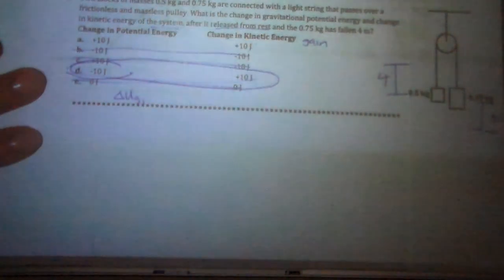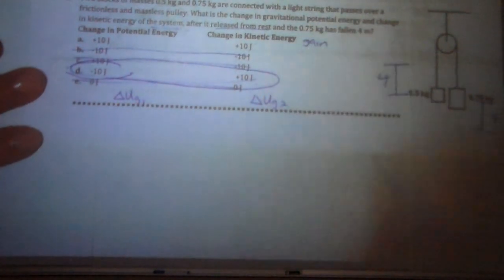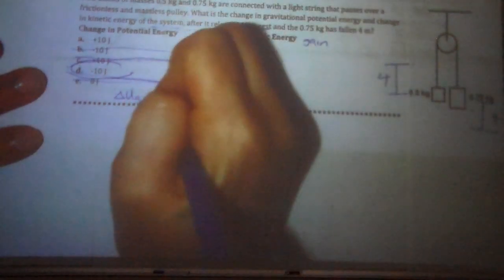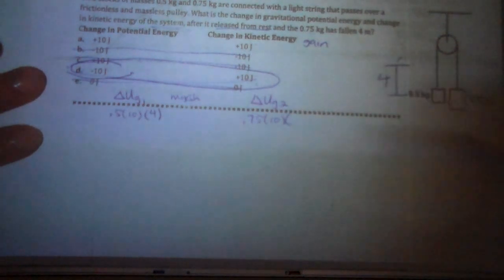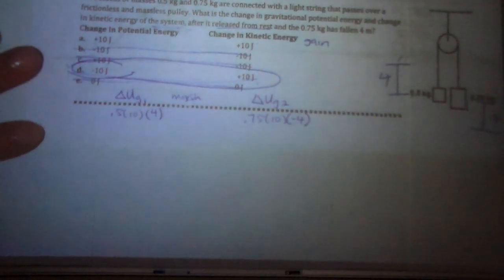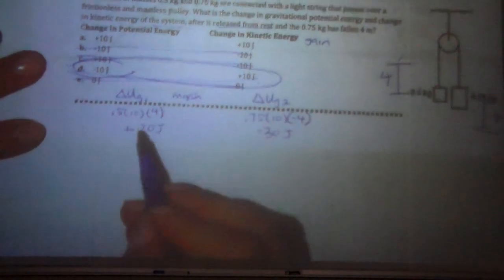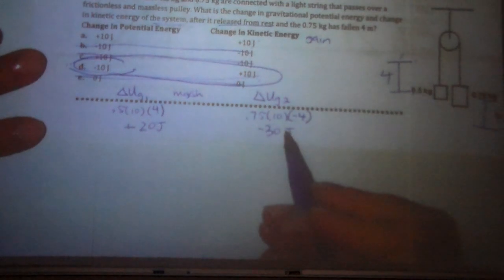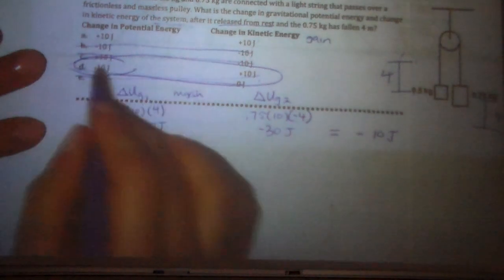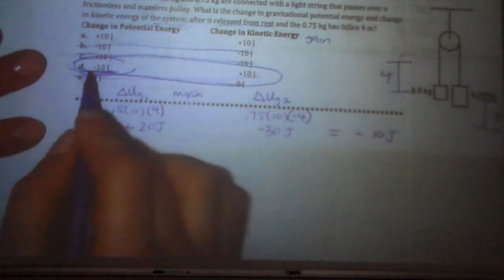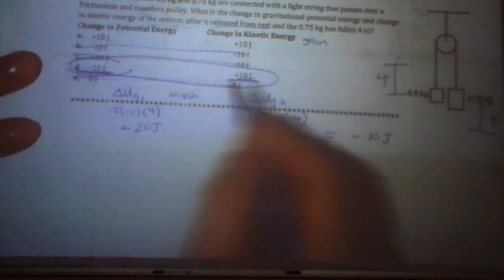So I can find the change of potential of the first guy and change of potential of the second guy. So change of potential is just going to be mg, change in the height. Mass is 0.5, g, change in height, this one goes up 4 meters. Whereas this guy has a mass of 0.75, g, and goes down 4 meters. So then you put that in your calculator. This is negative 30 joules. This one is positive 20 joules. So if this one gains 20 joules, but this one loses 20, then overall that loses 10 joules of potential. That energy doesn't disappear. It means it must go into kinetic. So positive 10 kinetic.